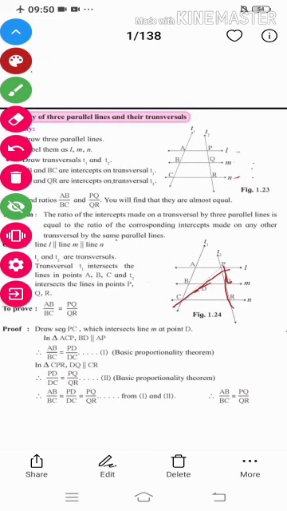As per the first statement, AB upon BC is equal to PD upon DC. As per the second statement, PD upon DC is equal to PQ upon QR. Therefore, in both cases PD upon DC is there, so AB upon BC is equal to PD upon DC is equal to PQ upon QR. It is proved from the first and second.